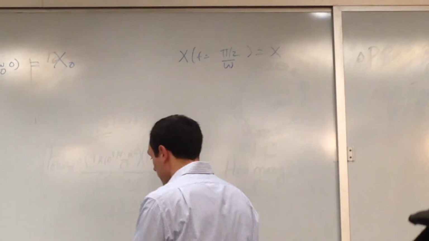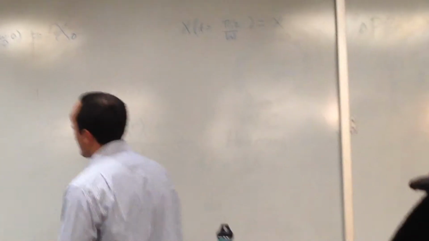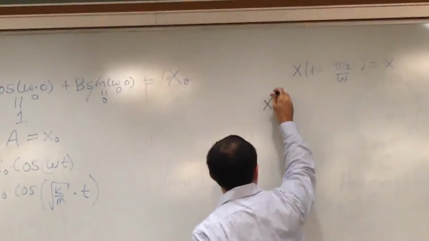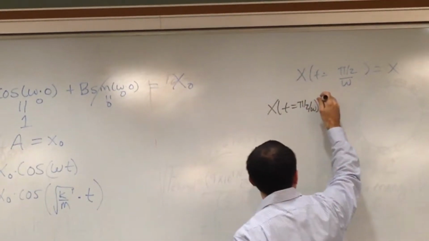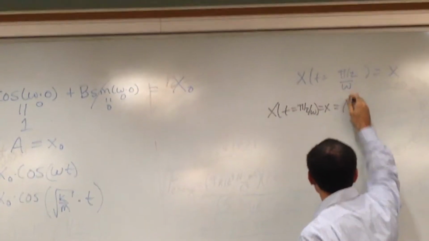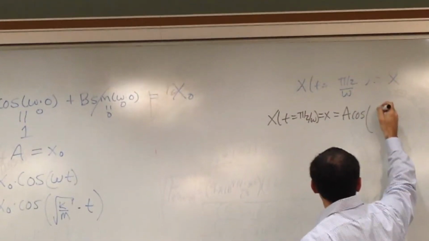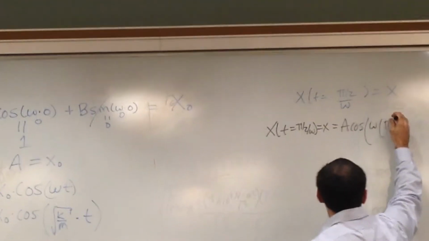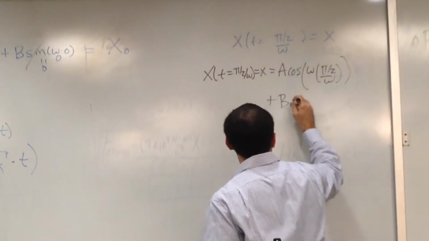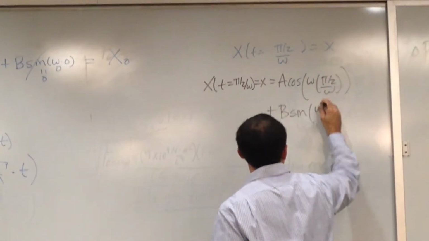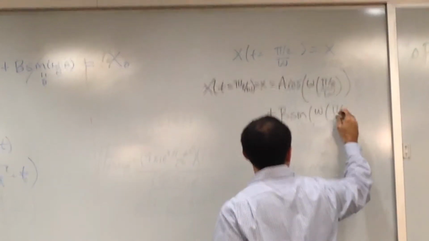So let me put it in. If I put it in here, then x at this time, pi over 2 over omega, is equal to x, which is equal to A cosine of omega times pi over 2 divided by omega, plus B sine of omega times pi over 2 over omega.